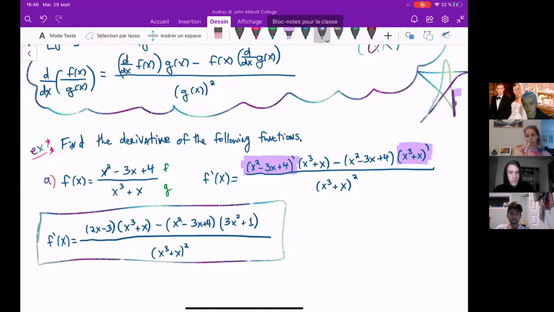But can we factorize x squared minus 3x plus 4? It doesn't matter if it were. The answer is that it doesn't matter. So can we factor it? It's x minus 4 times x plus 1. But that's not going to be helpful in this case.